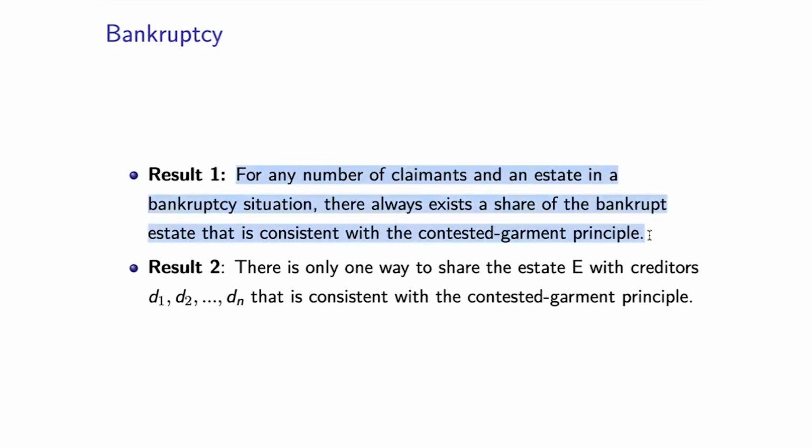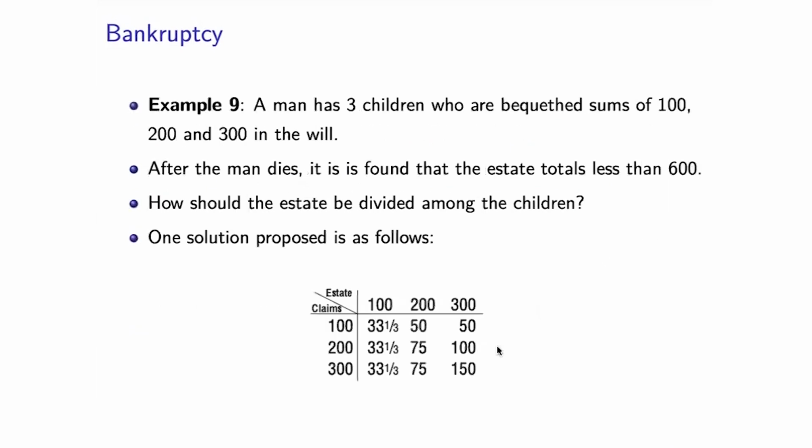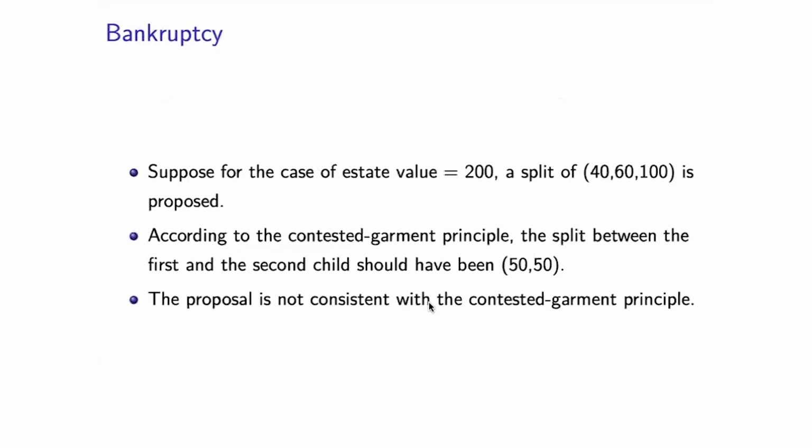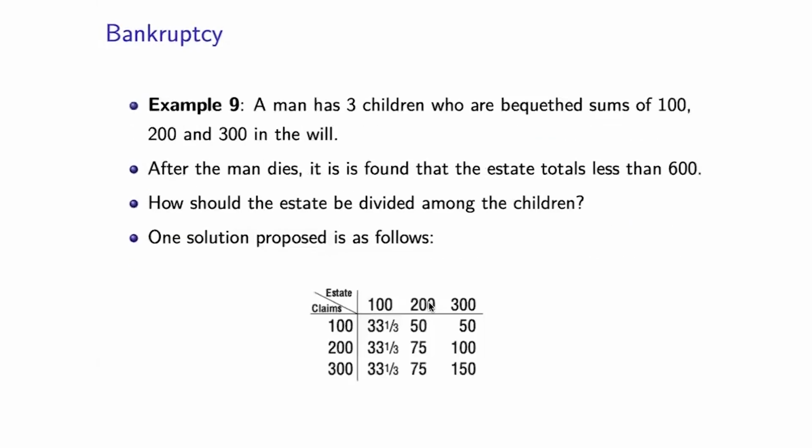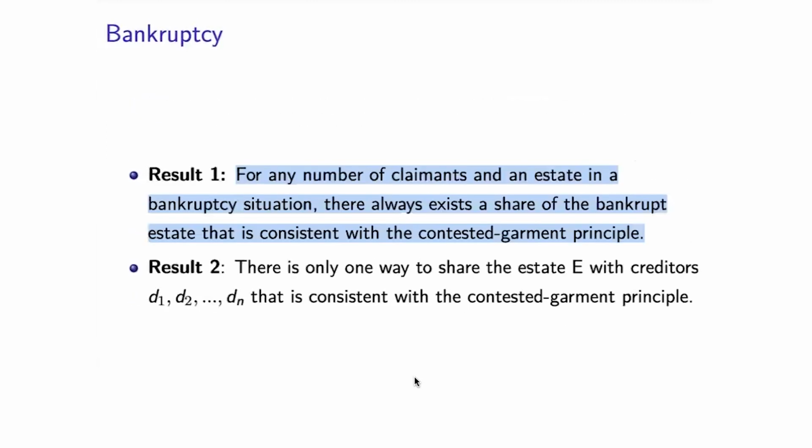The second result says that there is only one way to share the estate with creditors, D1, D2, DN, that is consistent with the contested garment principle. So these numbers that we have here for 200, these are the only ways in which we could have split this into three parts that is consistent with the contested garment principle. Now, there is another result in the textbook which we do not discuss here. The first result says uniqueness, the second result says existence, but we still have not told exactly how you got those numbers, right? We have just verified that these numbers are consistent with that. So there turns out that there is a result to also figure out how to get these numbers, but we are skipping that in the interest of time.